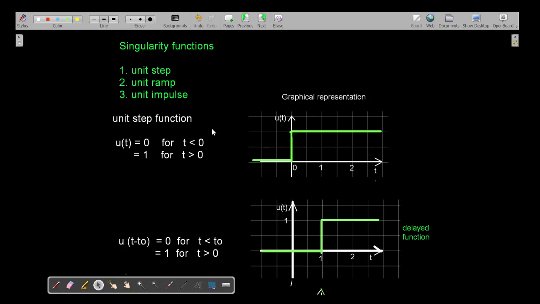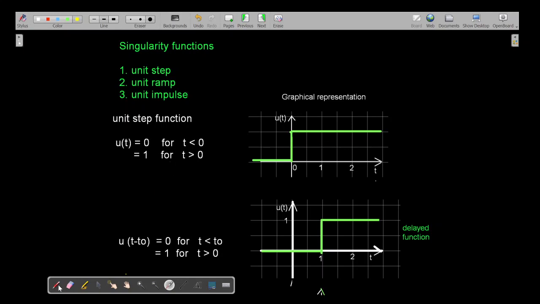Good morning, everyone. Today we are going to see about singularity functions. In that, we are going to see only the three singularity functions. The first singularity function is unit step. The second one is unit ramp. The third one is unit impulse.